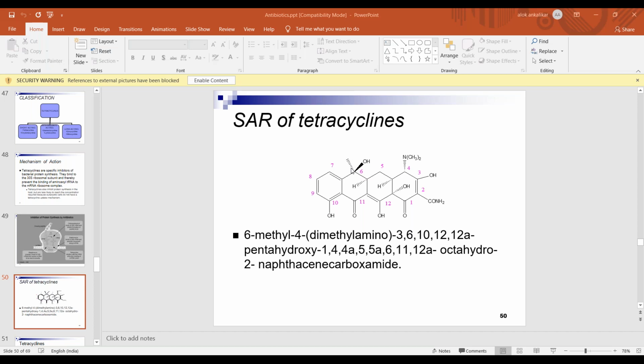Okay, the next is dehydrogenation to form a double bond between C5A and C11A decreases activity. So addition of a double bond or dehydrogenation to get a double bond between carbon C5A and C11A will give you a compound which has decreased activity. The next is substitution of polar groups at C5 and C6 positions decreases water solubility. It also decreases antibiotic activity.